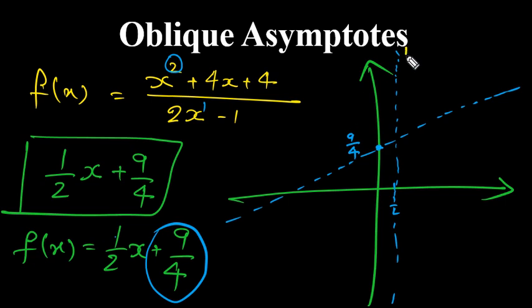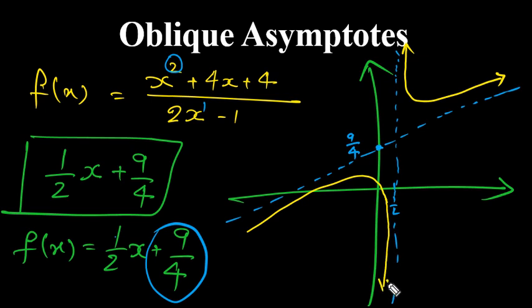Now the graph will look like this. It's approaching the vertical asymptote and the oblique asymptote. It will be within these lines. So that's how your graph will look, and that's it. Okay, let's try to find the oblique asymptote of a few more questions.